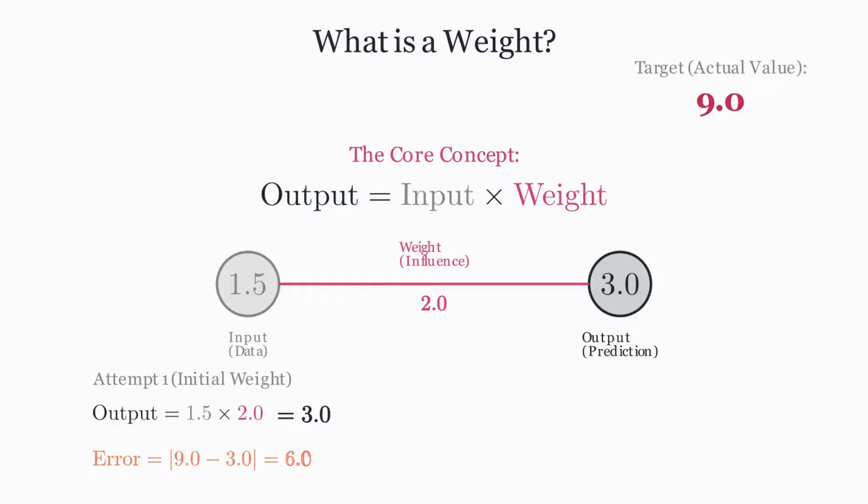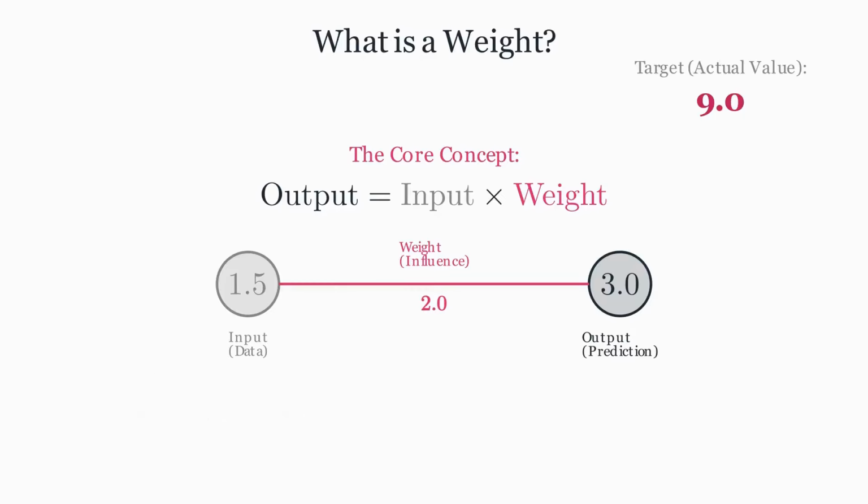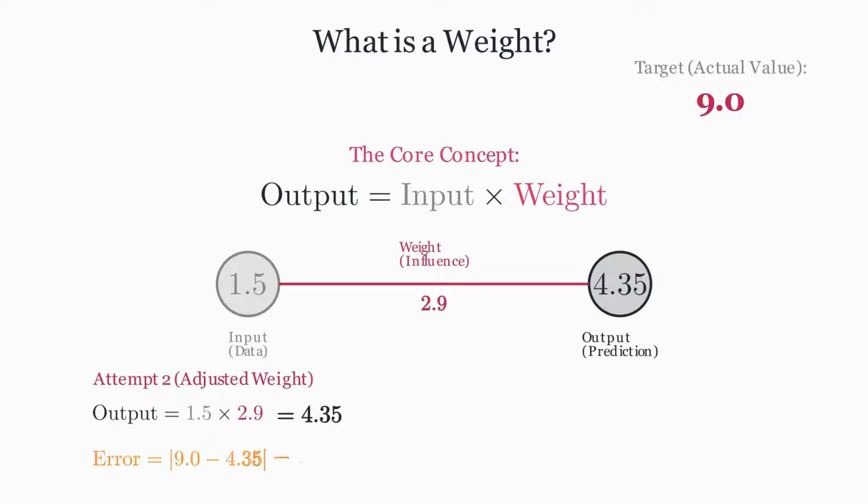Since our target is 9.0, our error is a bit large. We are 6 units away. So the network adjusts. Let's increase the weight to 2.9. Now 1.5 times 2.9 gives us 4.35. When we check the math, our error has dropped to 4.65. We haven't perfectly solved it yet, but by simply changing the weight, we have reduced the error and moved closer to the target.